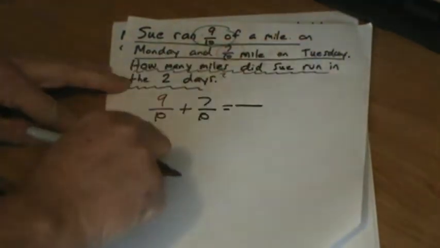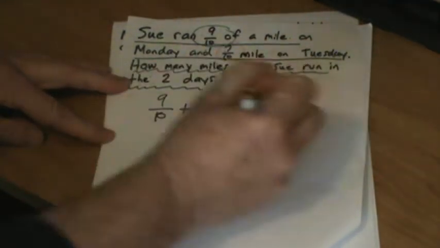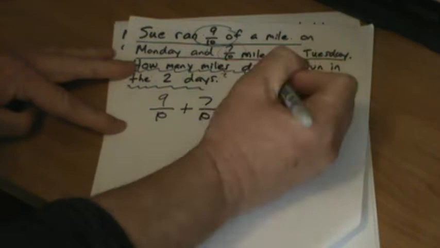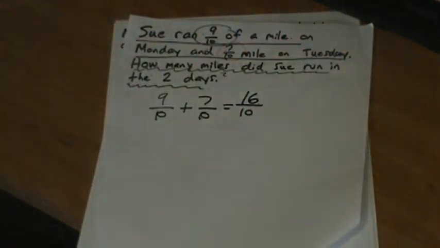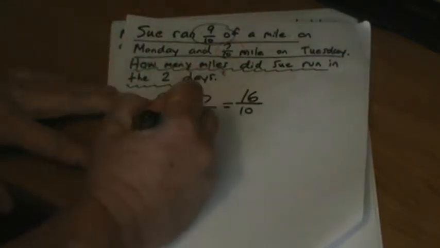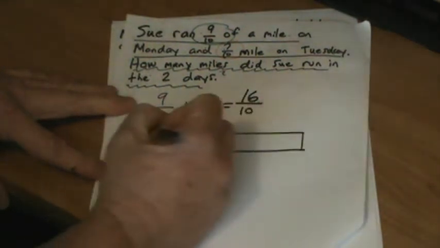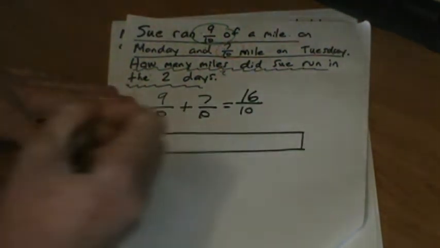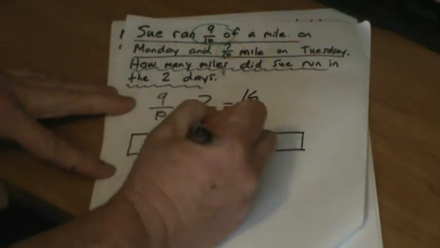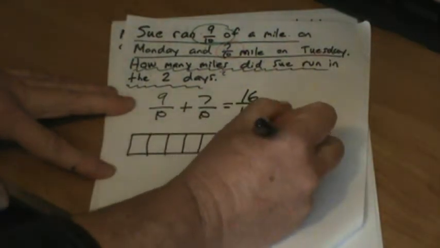Okay, we know that the denominator doesn't change. And that 9 plus 7, 9, 10, 11, 12, 13, 14, 15, 16. So we have 16/10. But we need to come up with a mixed number to show how many miles she ran. So let's go ahead and do that. And I'm going to make a tape diagram. And we're going to break this into 10 units. 1, 2, 3, 4, 5, 6, 7, 8, 9, and 10.